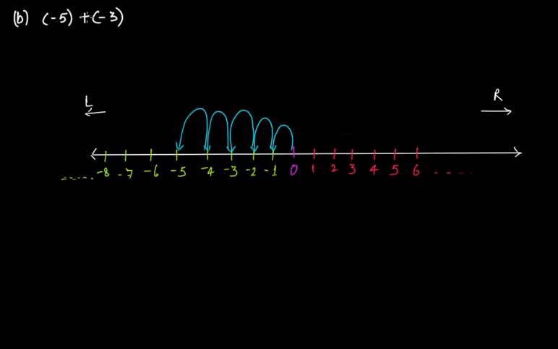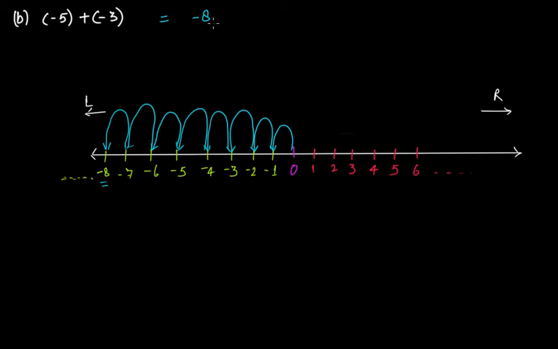Now you have to add -3 into it. Since it is a minus number, you have to take jumps towards the left. So 1 jump, 2 jump, and 3 jump. So you land at -8. Therefore, the answer of this addition will be -8.